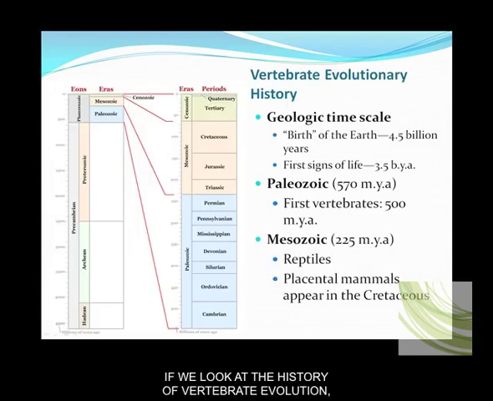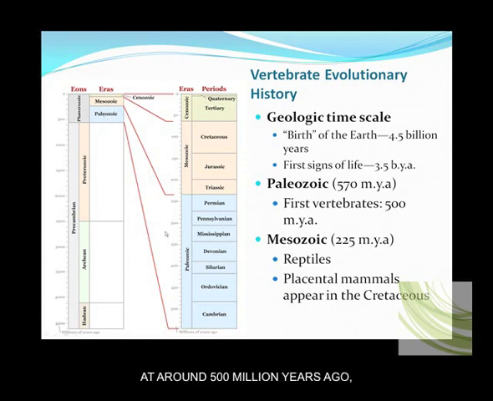If we look at the history of vertebrate evolution, we know that the birth of the Earth is right around 4.5 billion years ago. We don't even see any signs of life till 3.5 billion years ago. So for the first billion years, it is quiet on the planet. We don't see any first vertebrates until we're in the Paleozoic era. At around 500 million years ago, we start to see our first vertebrates in the Cambrian period.